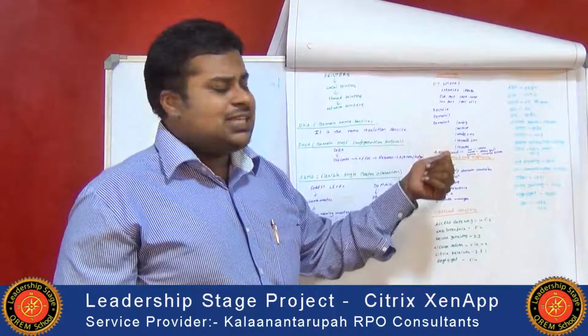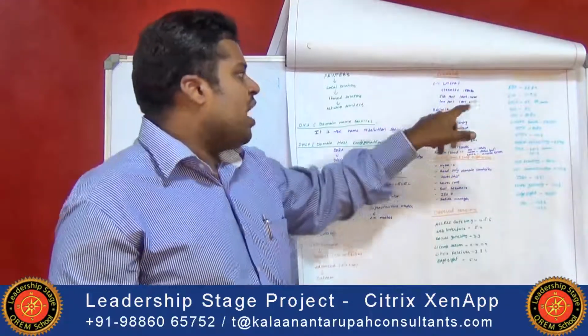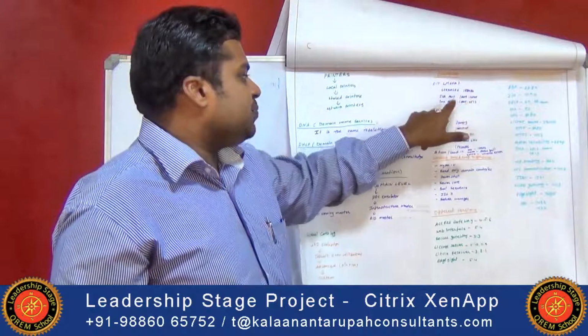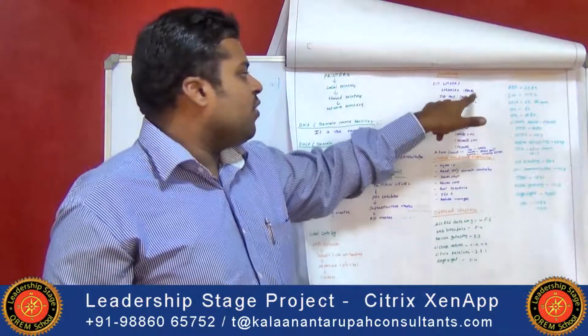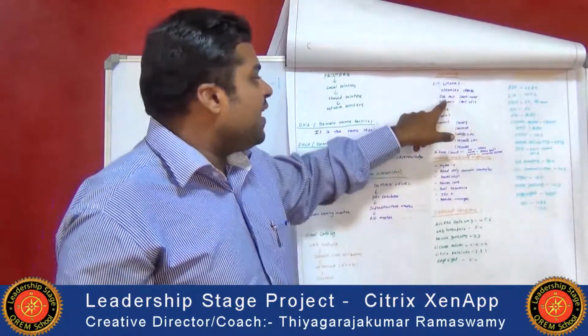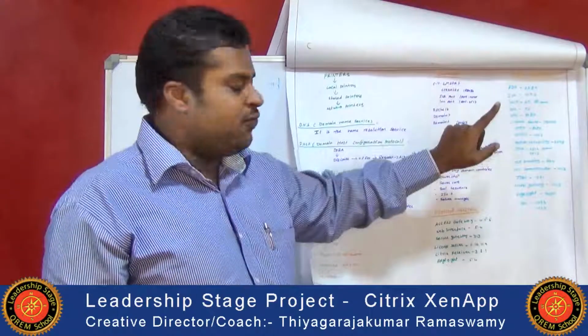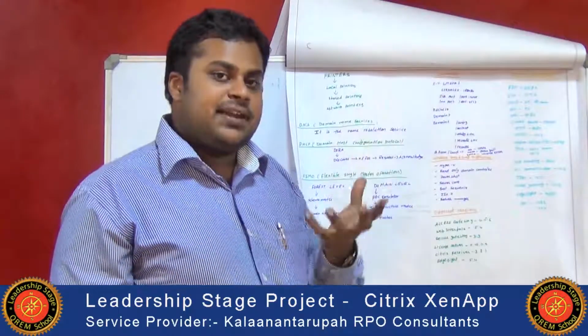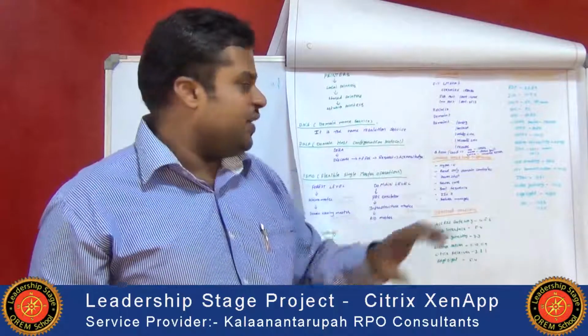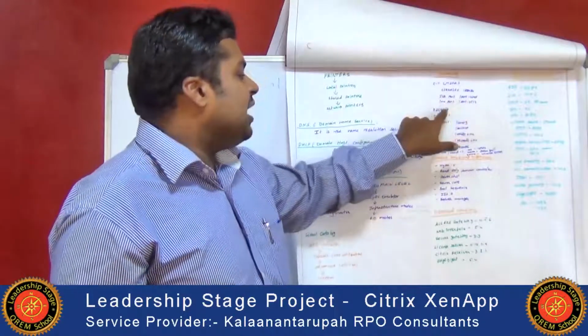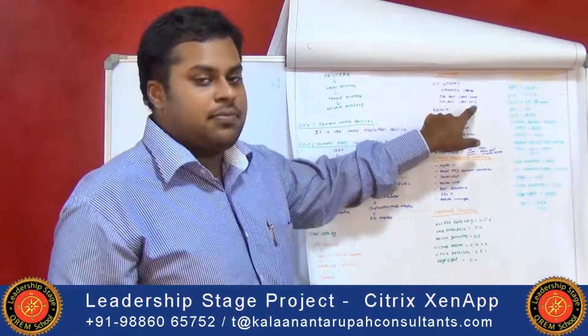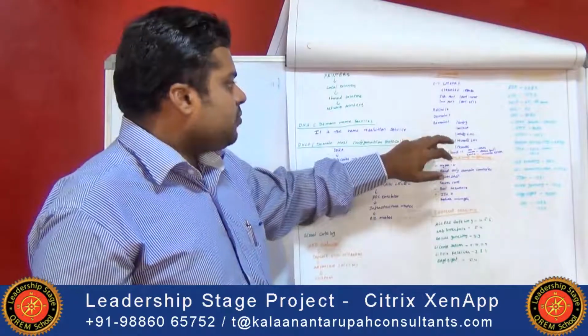We have to change the ICA and IMA port numbers. We use the ICA port command with /port:1495. The actual port number of ICA is 1494. We have to change that port number to 1495, and we use this command. The same applies to the IMA port number.